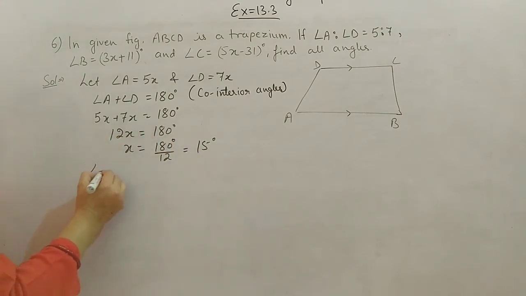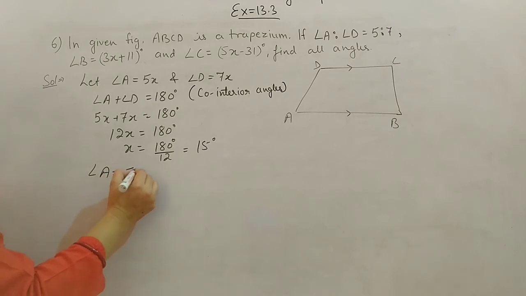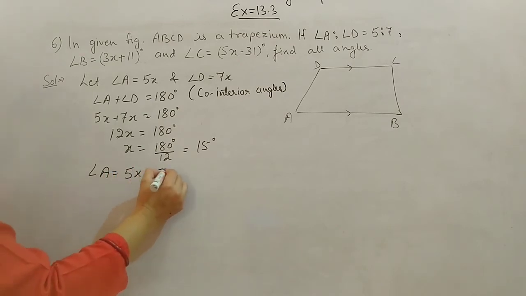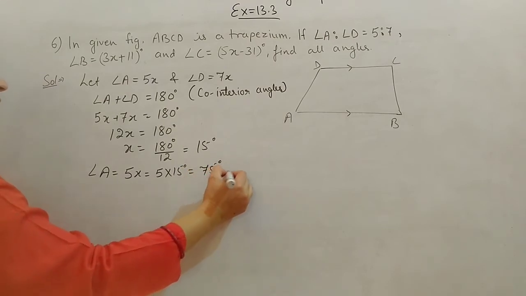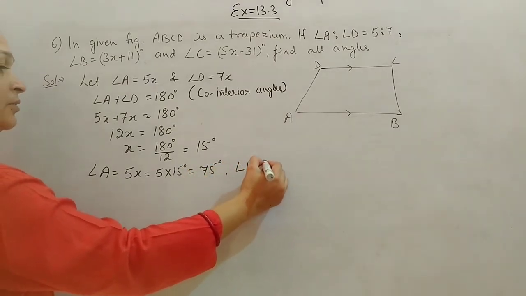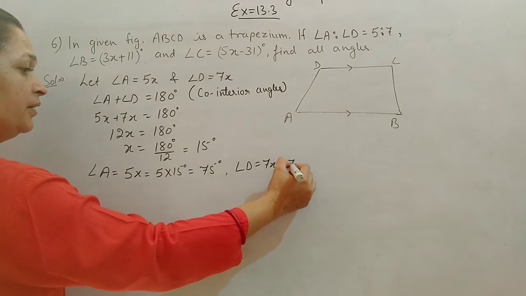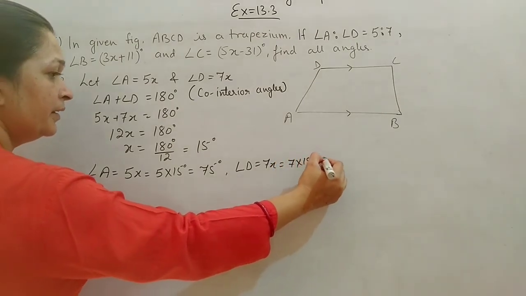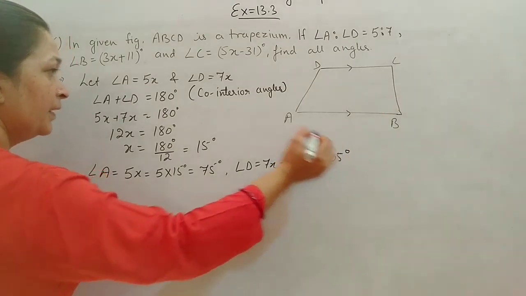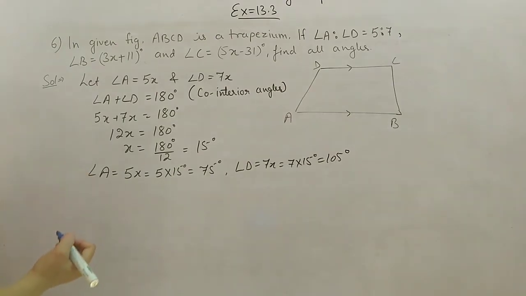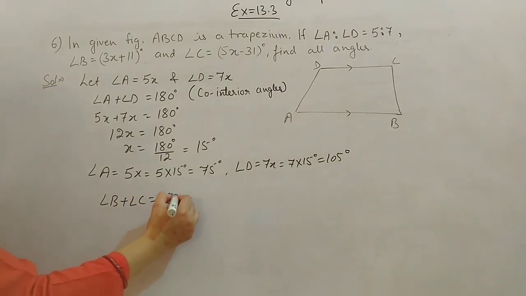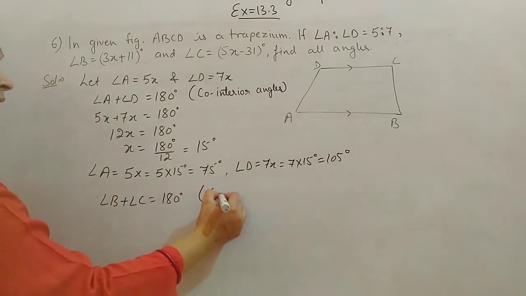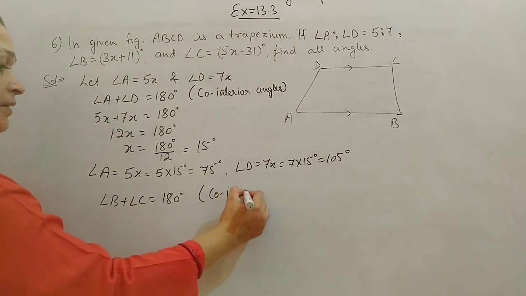So angle A will be 5 into x, means 5 into 15, 75 degrees. And angle D is equal to 7x, means 7 into 15, 105 degrees. Next, same property we will use for B and C also. Angle B plus angle C is equal to 180 degrees. Same reason here, both the angles are co-interior angles.